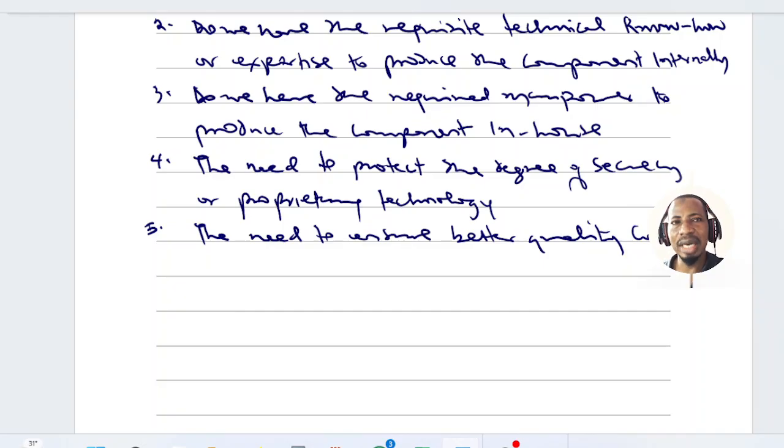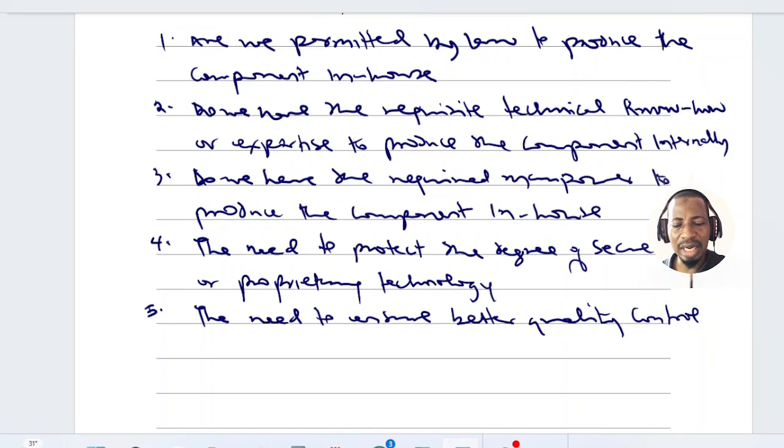But if the external supplier can guarantee that they are going to maintain or even improve on the existing quality of the product, then it can be outsourced. Now, let's stop at this number 5 for internal production. If the company wants to manufacture the component internally, these are some of the factors to be considered.